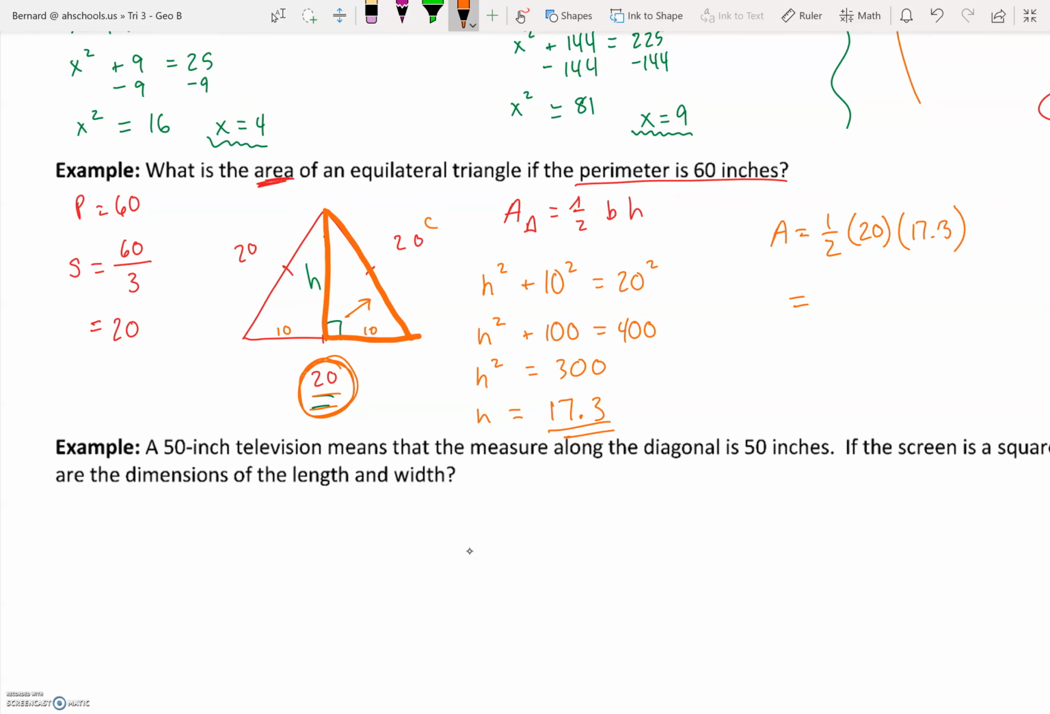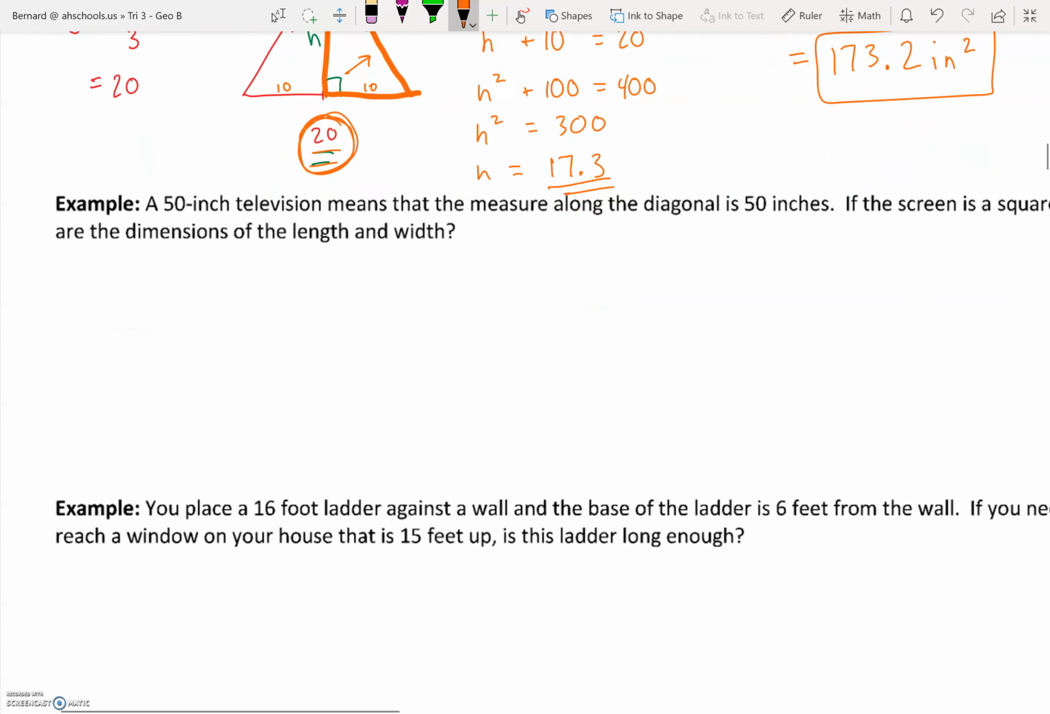Type that into your calculator, and you should be getting 173.2. This time, units are in the word problem. That is inches squared. And there's our area. All right, let's keep going.